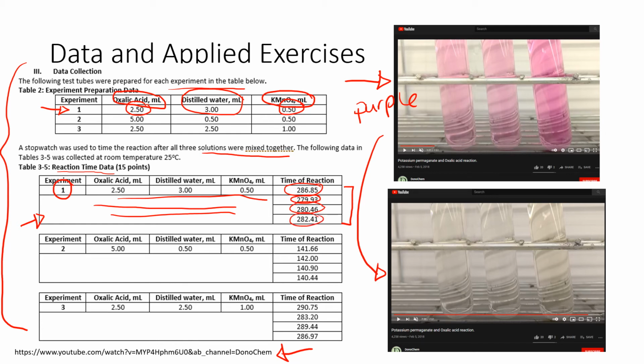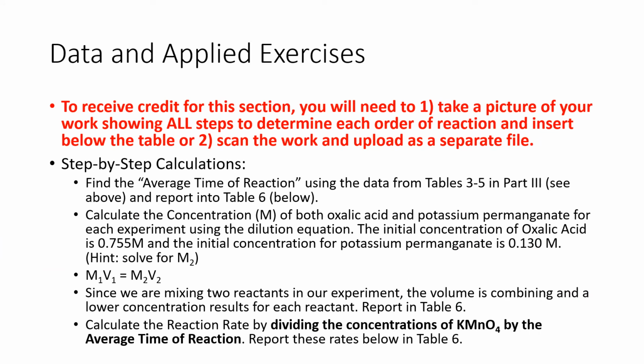And then same idea for experiment 2, you have 4 trials. These were the times for them to be complete. And then experiment 3, 4 trials, the times for the reactions to be complete. That was your data. Now what are you going to do with all this data?